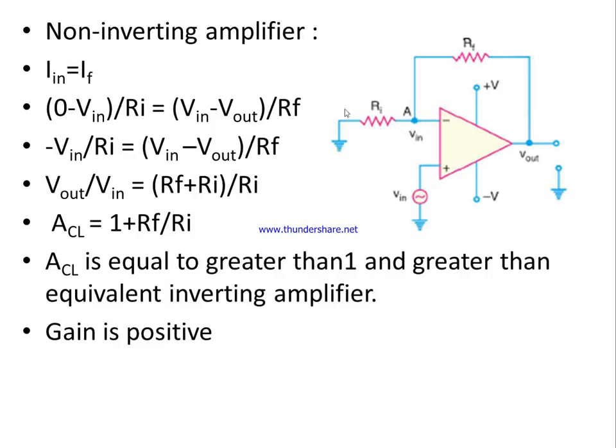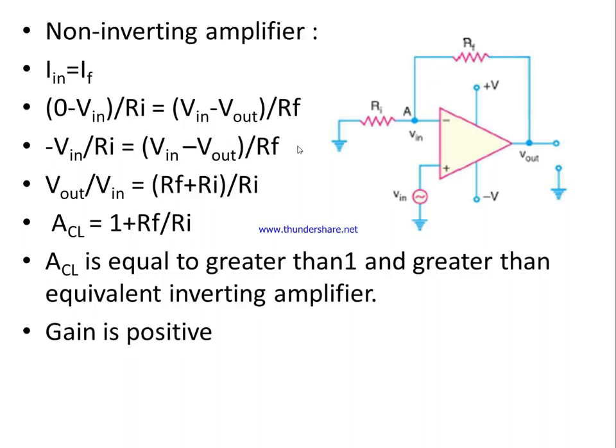But don't write it as 0 minus Vin is equal to Vout minus Vin. Okay? So always take that into your consideration. That is, (0 minus Vin) by Ri is equal to (Vin minus Vout) by Rf. So solving this, minus Vin by Ri is equal to Vin minus Vout by Rf.